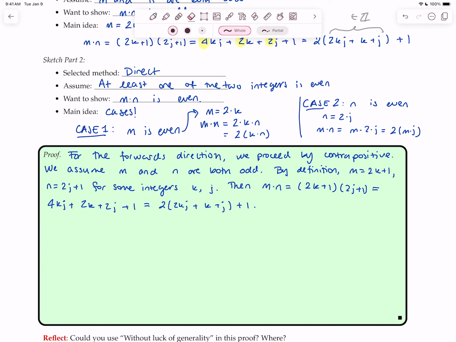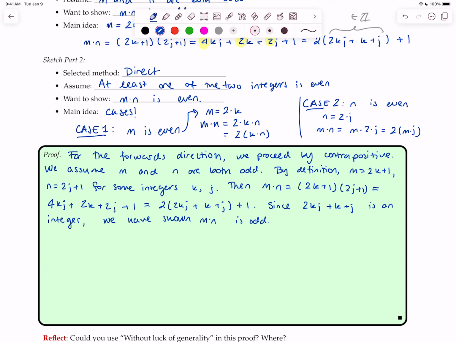Hence, or you could say, since 2kj plus k plus j is an integer, we have shown that m times n is odd, which is what we wanted. So this is really personal to me. Sometimes I really like including this in a proof to demonstrate that this is what we wanted to do. I sometimes say, so we have shown m times n is odd, as desired. Kind of just an embellishment. Okay, I think that's the forward piece.